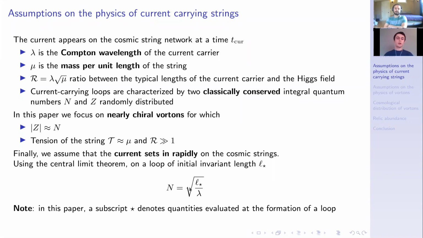So we've seen in the previous talk that for instance, if you have primordial magnetic field, this can source the current on your different strings. But in this study, we don't have primordial magnetic field, and the charge is conserved throughout the evolution of the string.